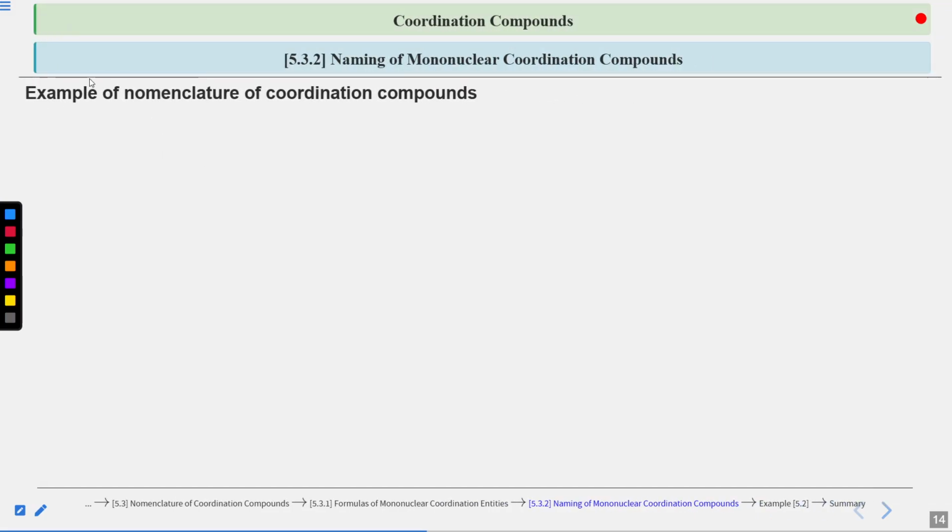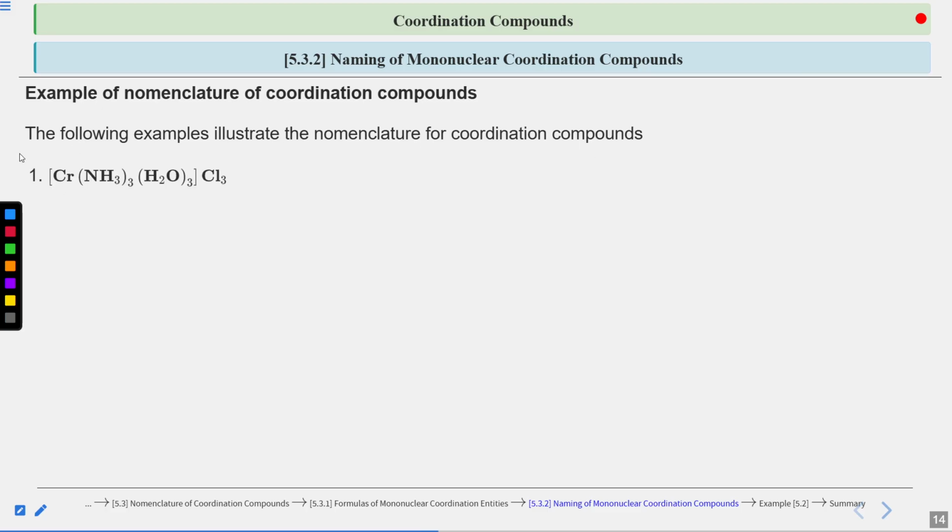Let's see examples of the nomenclature of coordination compounds. The following examples illustrate the nomenclature for coordination compounds. The first example we are taking is [Cr(NH3)3(H2O)3]Cl3, enclosed in the square bracket. This is the complex we are taking for the nomenclature. Let's illustrate how you can name it.